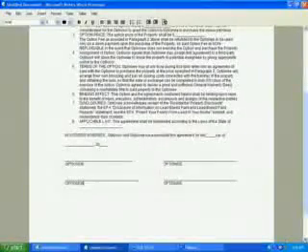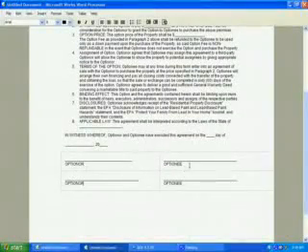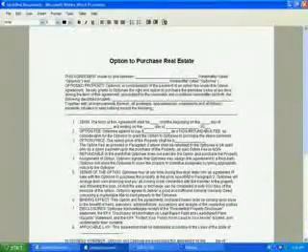And the signatures, optionor is the seller. Optionee will be you or your business or your entity. And that's it, folks. Plain and simple.